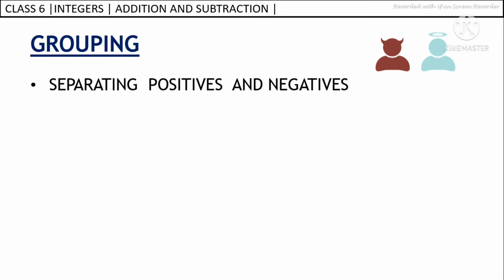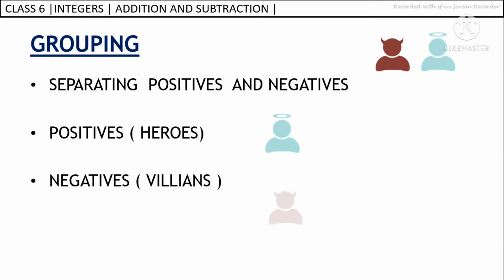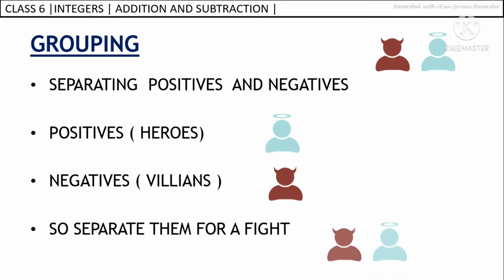Let's consider positives to be heroes and negatives to be villains. Now, let's have a simple fight for them. So now what we'll do, for a fight, we have to separate them. That means you have to see how many heroes, how many villains are there and how they fight.